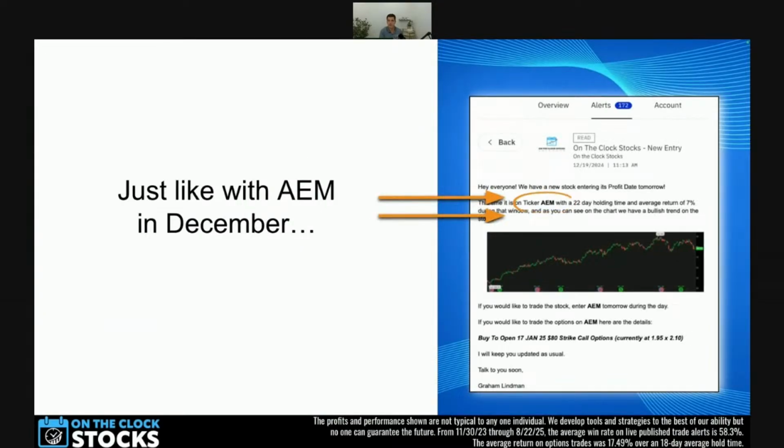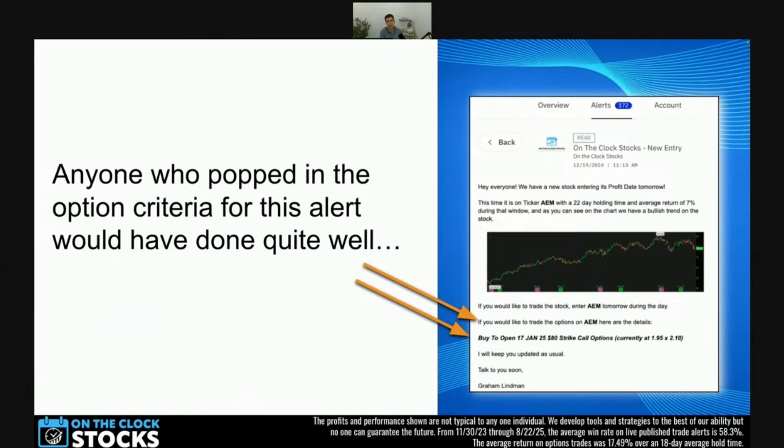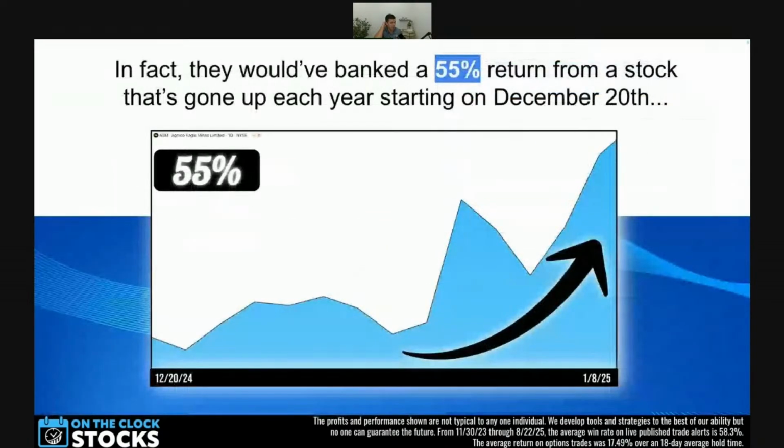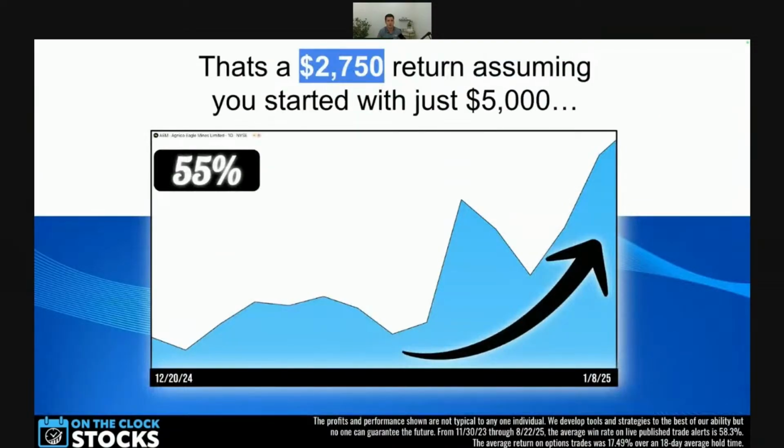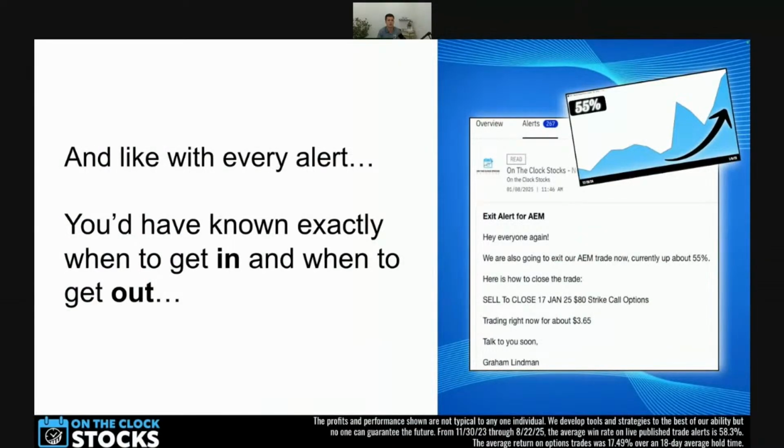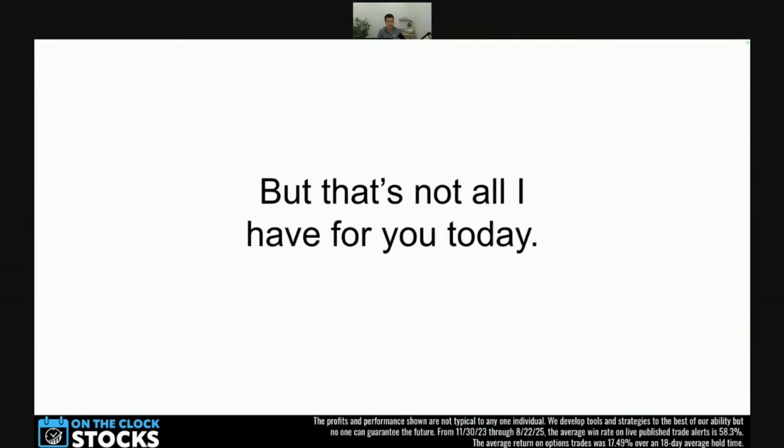Like with AEM in December. Anyone who popped in the option criteria for this one, they would have done quite well. In fact, 55% return on this one over about 2 weeks, starting on December 20th. That's a $2,750 return, assuming you start with $5,000. And like with every alert, you'd have known exactly when to get in and when to get out.